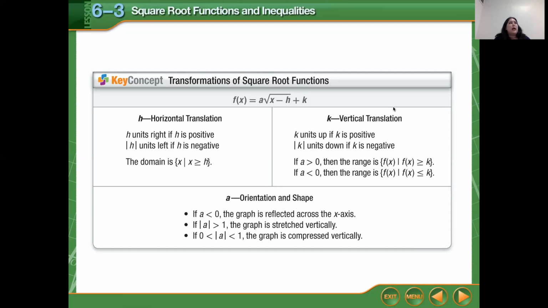Orientation and shape is our a value. If a is negative, it flips upside down. We have a reflection. And then we always look at the absolute value of a to determine if we have a stretch or compression.